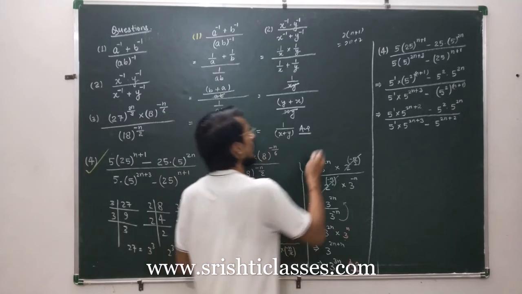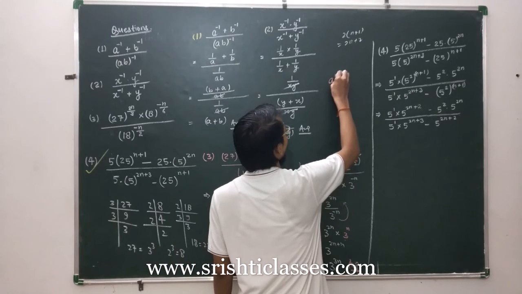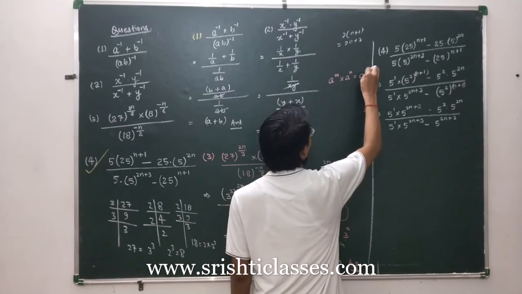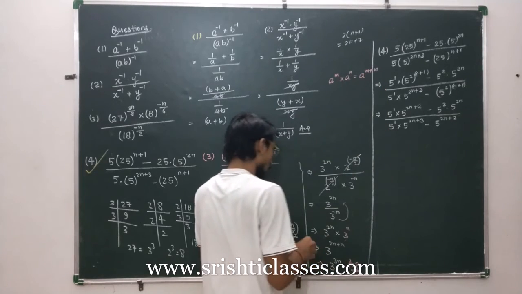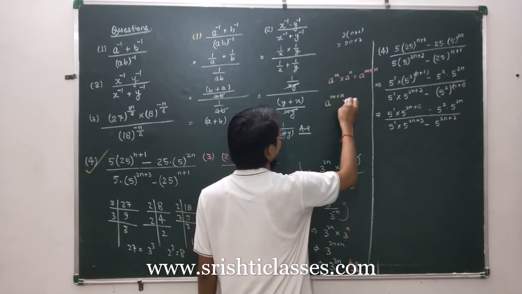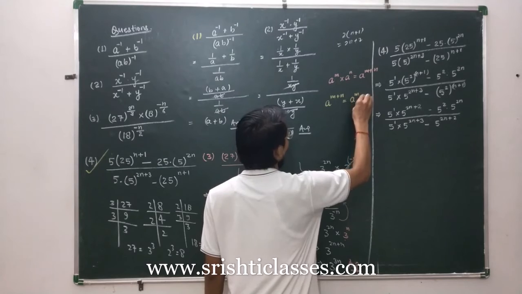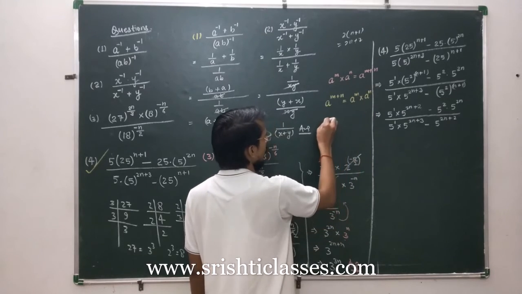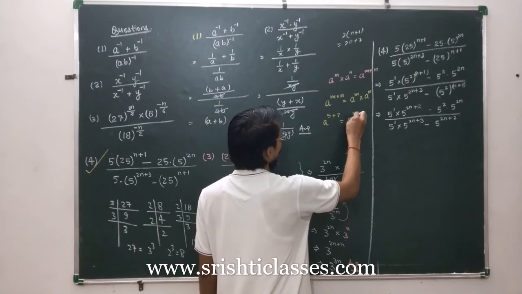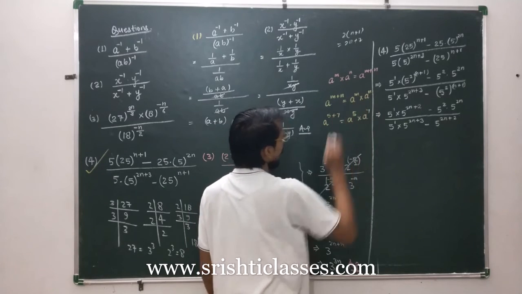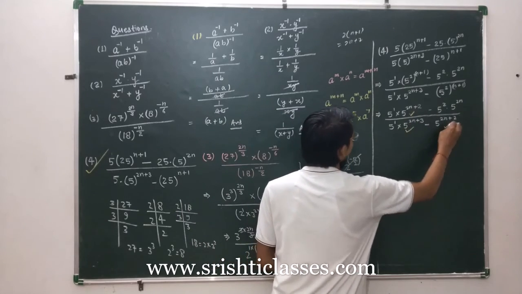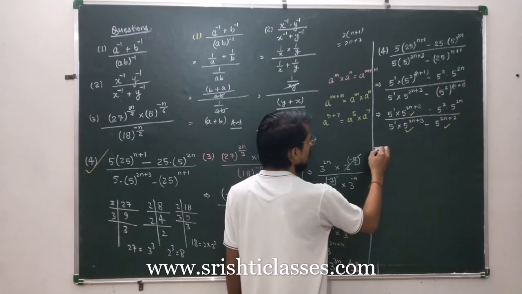Look here. If you write a to the power m into a to the power n, then you can write it a to the power m plus n. So if I write a to the power m plus n, I can also write a to the power m into a to the power n. As for example, if I write a to the power 5 plus 7, I can write a to the power 5 into a to the power 7. So we are going to use this concept here, here and here. Okay. So let's use it.